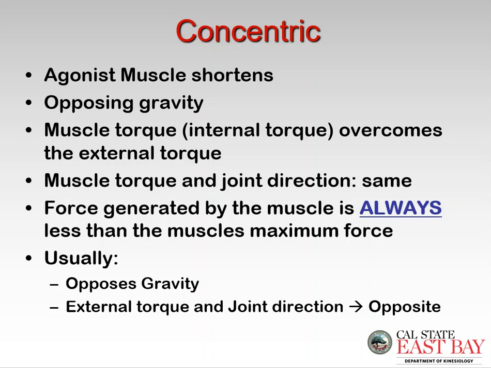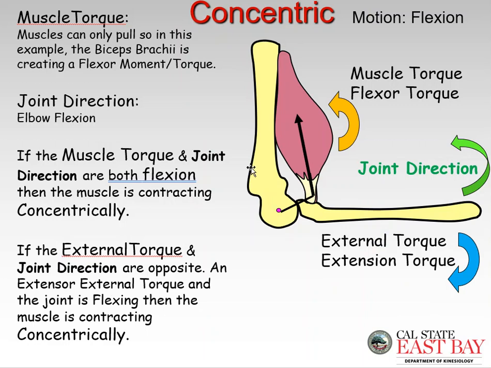Also, forces generated by the muscle are always less than the muscle's maximum force for a concentric contraction. Usually we oppose gravity, and the external torque and joint direction are opposite. So you have to decide whether you are going to look at it in terms of internal torque or external torque, and we'll get into that a little later. So, a visual. In this example, the external torque is an extensor torque. The internal torque is a flexor torque, always for a bicep curl. In this case, the joint direction is flexing.